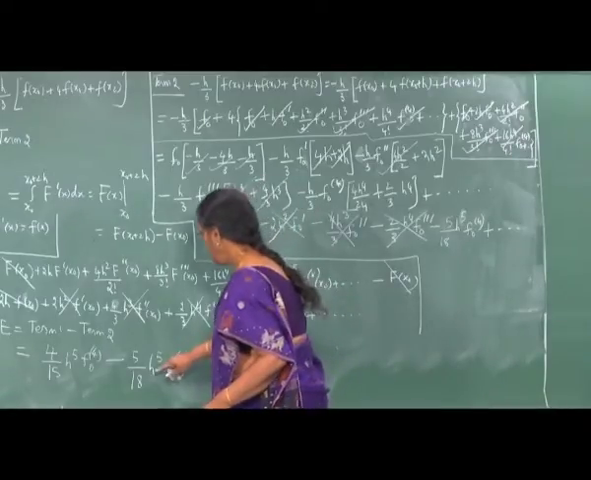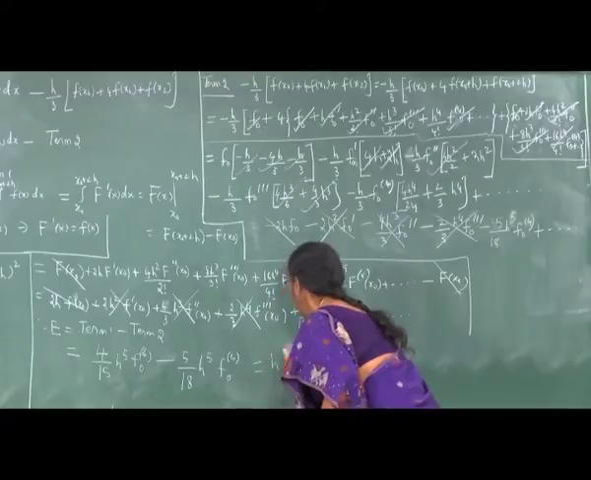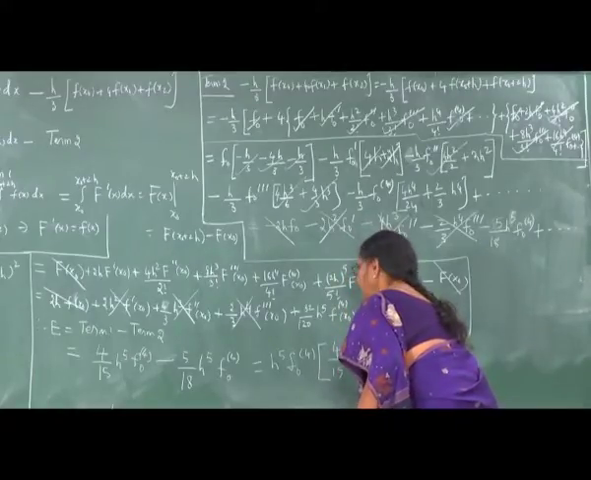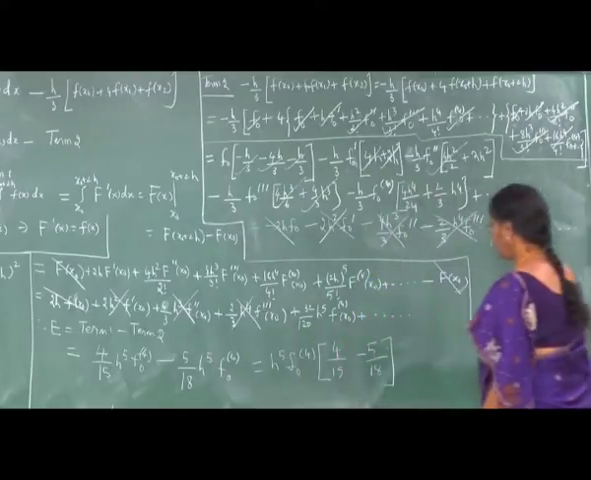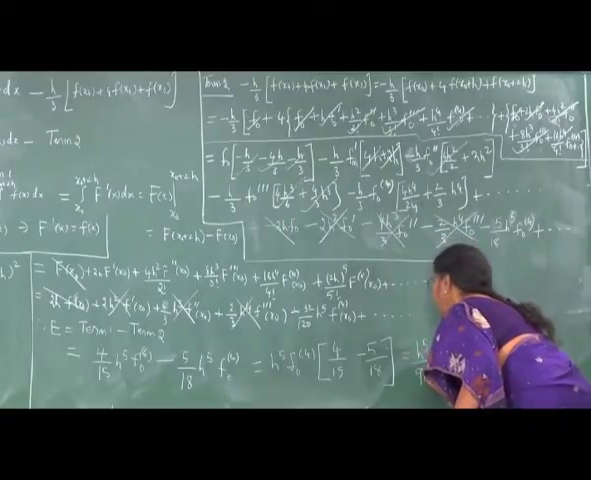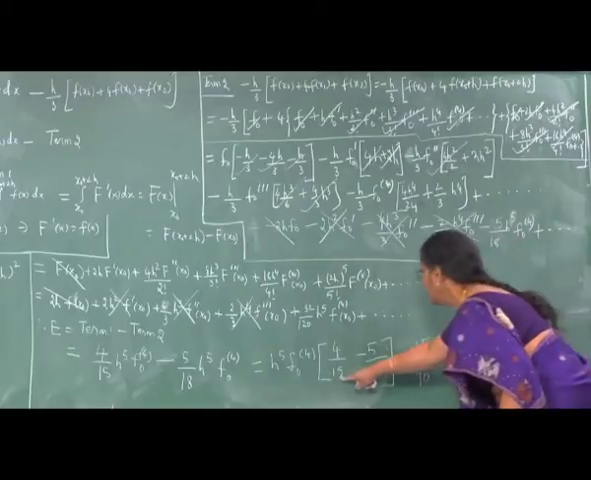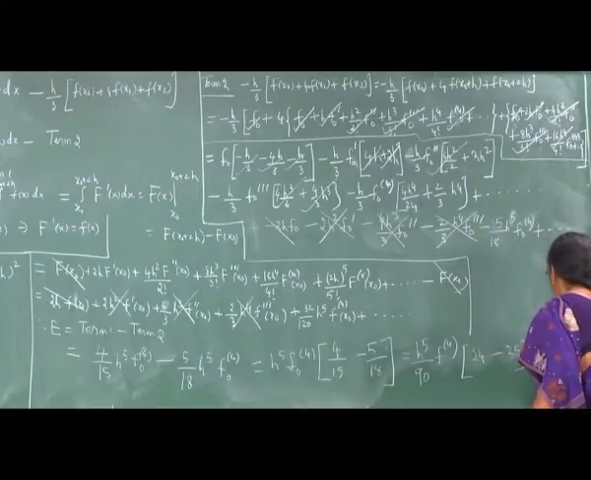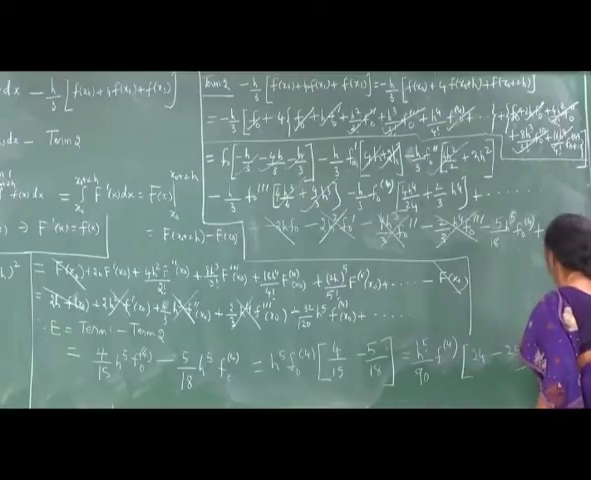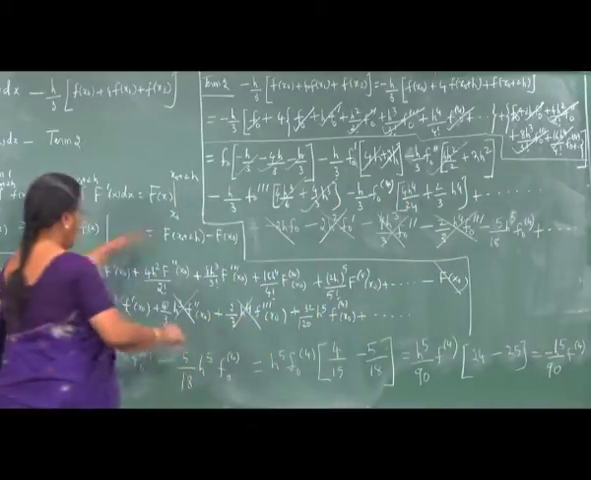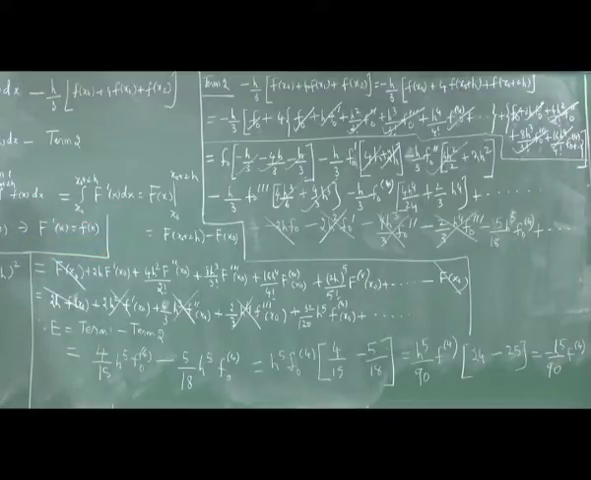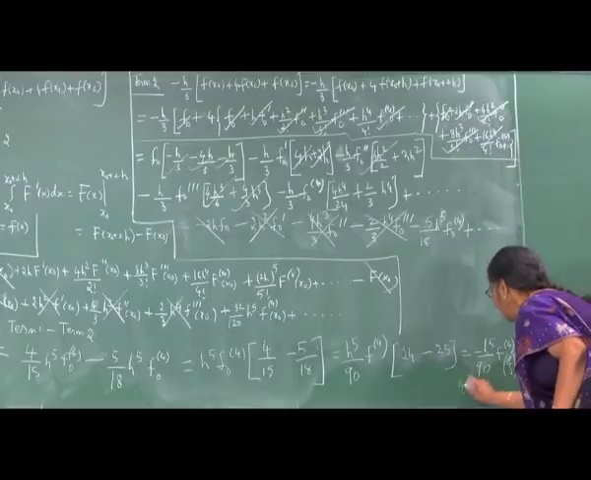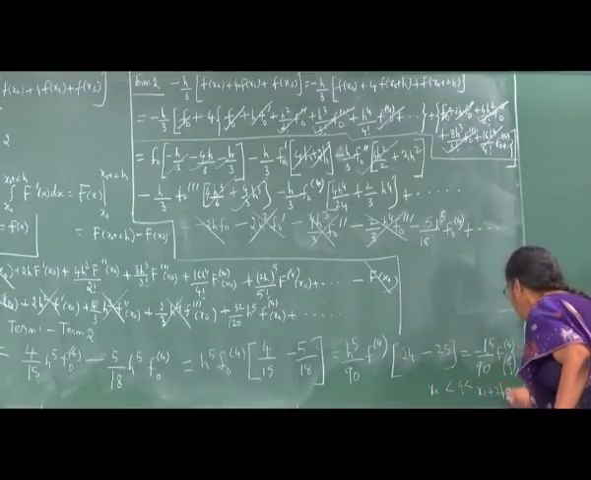So, this is the leading term in error. This gives you h power 5 into the fourth derivative multiplied by 4 by 15 minus 5 by 18. So, that will give you h power 5 by 90 into the fourth derivative. 24 minus 25, and that gives you minus h power 5 by 90 into the fourth derivative. Since it is something like the remainder term in Taylor expansion, I write down the fourth derivative at some psi, where psi lies between x naught and x naught plus 2h.